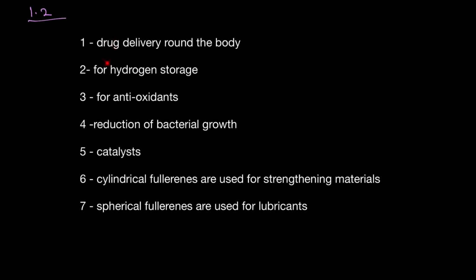Question 1.2. Give one use of a fullerene. Any one of these will do. 1. Drug delivery around the body. 2. For storage of hydrogen gas, because it's got a large surface area. For antioxidants, reduction of bacterial growth. Catalyst, again for large surface area. Cylindrical fullerenes are used for strengthening materials. Spherical fullerenes are used for lubricants.